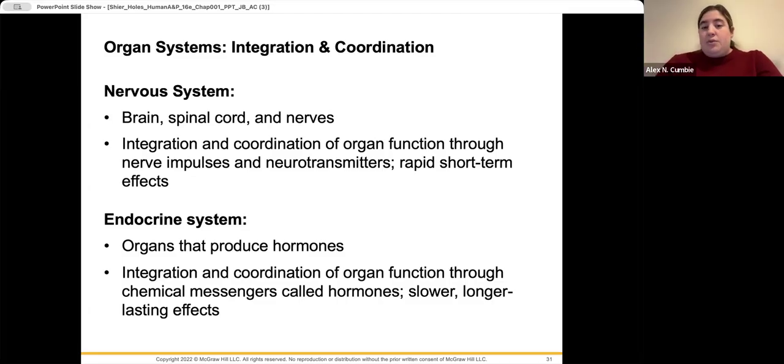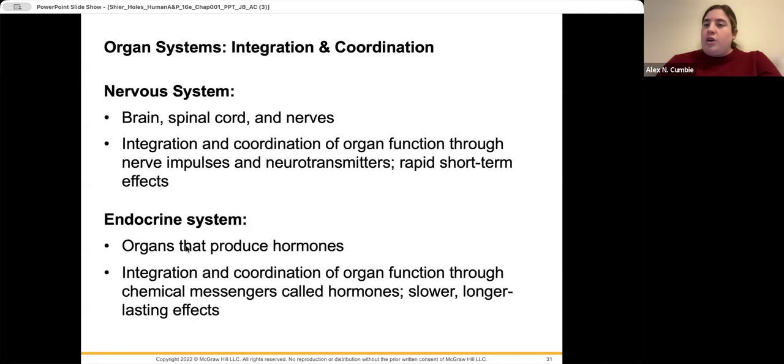This could also be chemical ones when they produce neurotransmitters, which are chemicals that nerves or nerve cells use to communicate throughout the body. And typically, when we do any kind of communication and coordination with our organs using the nervous system, these are rapid and short-term effects that are going to happen.